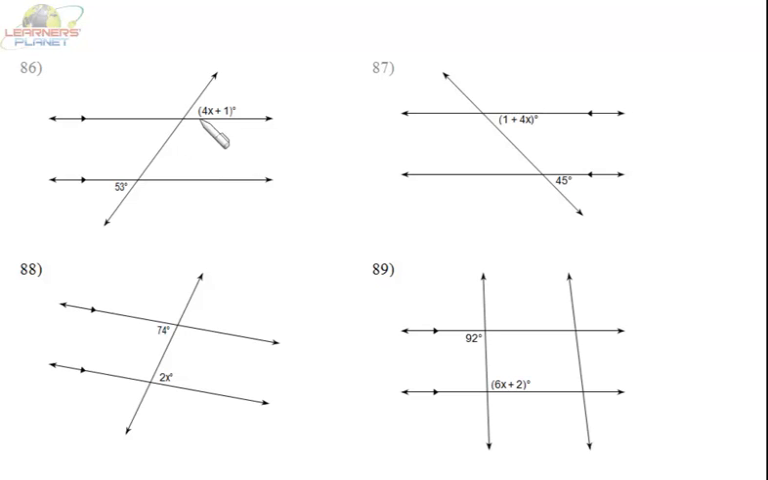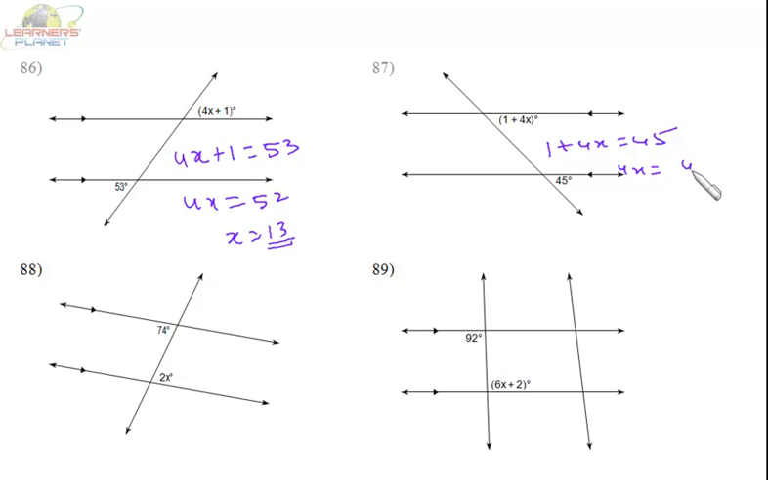Now, in this case, they are lying on the opposite side of this transversal. So both of them will be equal and they will be alternate angles, or we can say alternate exterior angles. So 4x plus 1 is 53. So 4x is 52. That means x is equal to 13. Okay. Here both of them will be corresponding angles, and corresponding angles will be same, and they are lying on the same side. That's why we are calling them as corresponding angle. So 1 plus 4x is 45. So 4x is 44. So x is equal to 11.